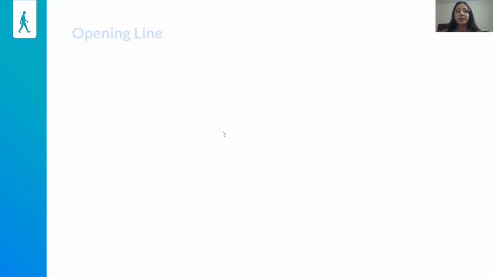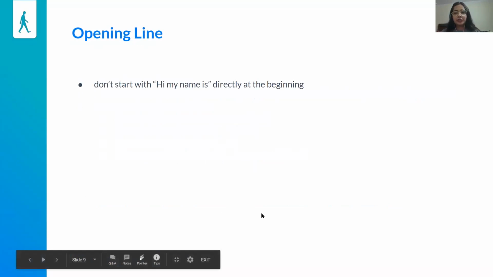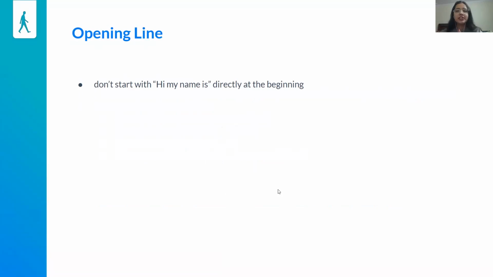The second part, however, comes in the opening line. A lot of times what we do is we start with "Hi, my name is this, and I work at this," and that's not a good beginning. The reason is that they're not really interested in an introduction unless they know they're going to get something out of it, unless they know that this is going to lead somewhere. So your introduction shouldn't be directly at the beginning.